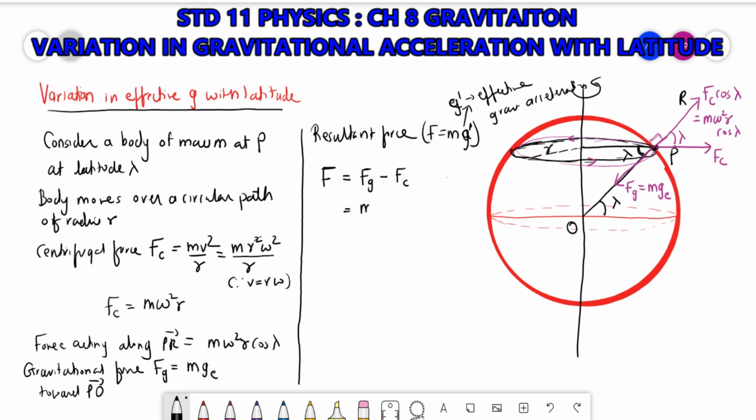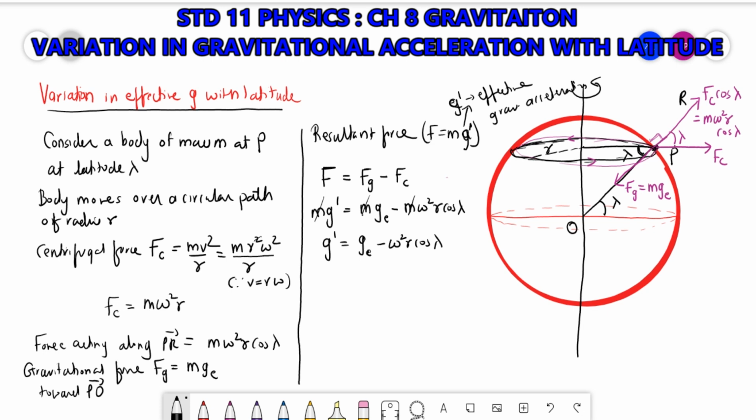So what is Fg? That is mge minus Fc, that is m omega square R cos lambda. And resultant force we have taken as mg dash. So m gets cancelled. So the effective gravitational acceleration will be equal to ge minus omega square R cos lambda.